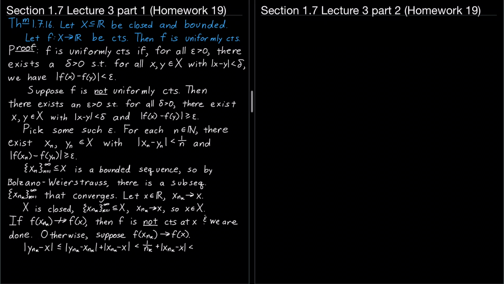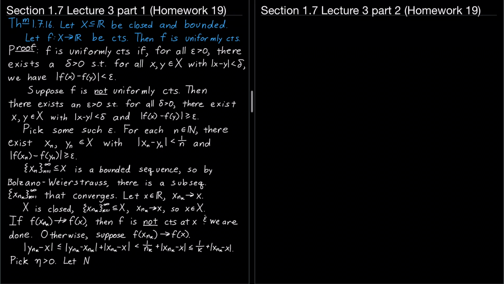And the n_k are increasing. It's a straightforward induction argument. This is at most 1 over k plus |x_{n_k} - x|. And then it's a straightforward epsilon-N argument that y_{n_k} goes to x. So you pick, I guess we're using epsilon for something, we're going to pick an eta greater than 0.